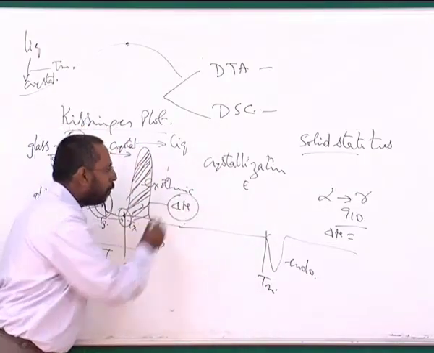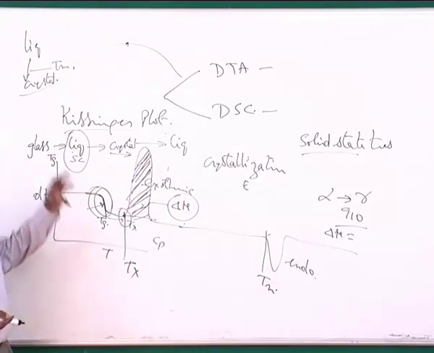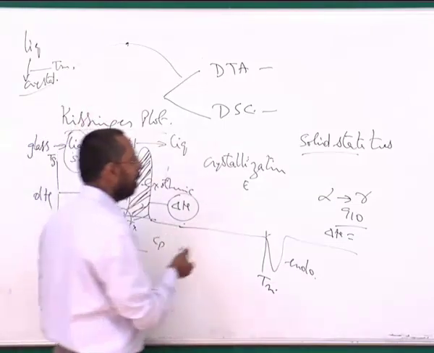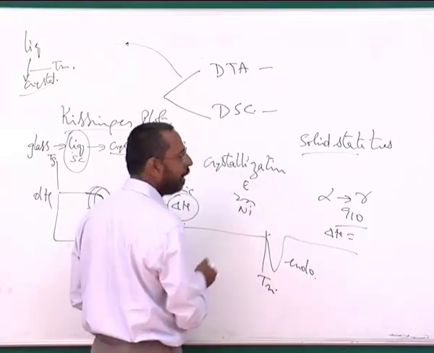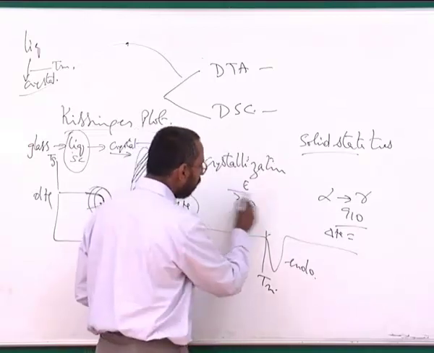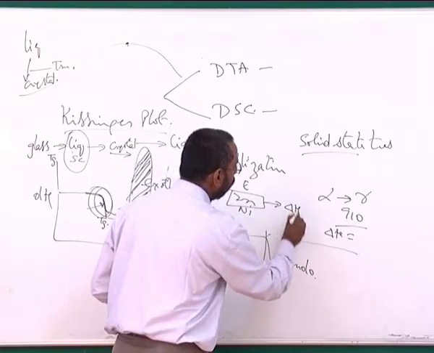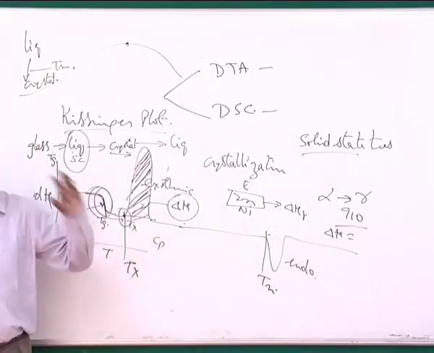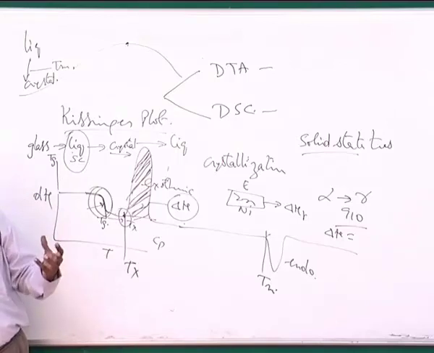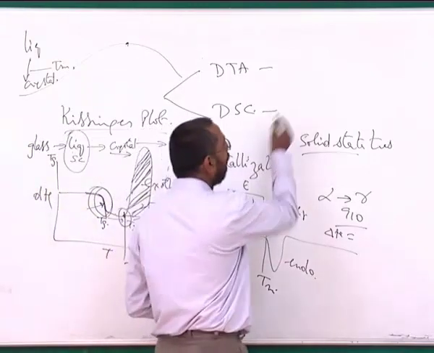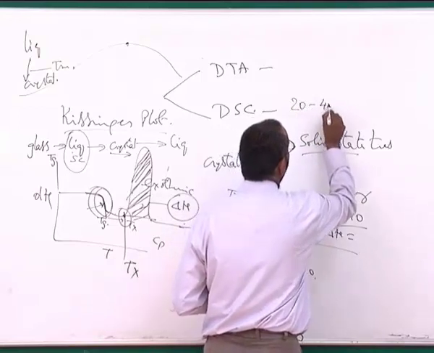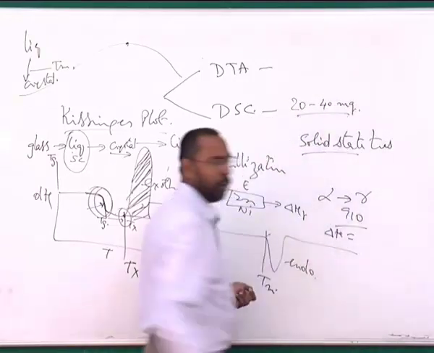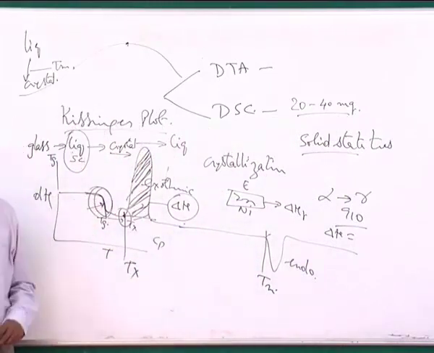In order to get this delta H correctly, what we do is we take certain standards, such as zinc standards and nickel standards. Various standards are available for various melting point ranges. For each of them, I know the delta H of fusion. One important point I need to mention is that in DSC, the weight of the sample that we usually use is around 20 to about 40 milligrams. So we don't use very large quantities here. That's one of the limitations of DSC.